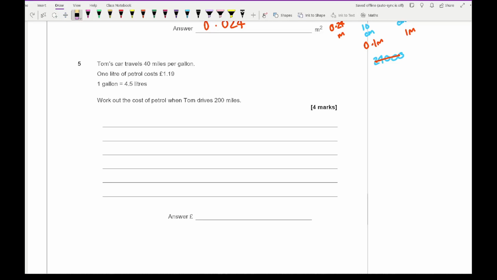So moving on to question 5, it says Tom's car travels 40 miles per gallon. 1 litre of petrol costs £1.19, which is ridiculously cheap. 1 gallon equals 4.5 litres, and the question is asking us to work out the cost of petrol when Tom travels 200 miles. So for this question, what we need to do first is work out how many gallons we need to travel 200 miles.